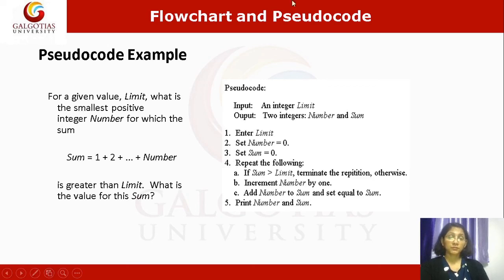See, we are writing, repeat the following. If sum is greater than limit, terminate the repetition. Otherwise, increment the number by 1 and add number to sum and set it equal to sum. So if the A part condition is true, then directly it will come to the fifth statement. And if the A part is false, then B will be executed. Again, it will go to A and check the decision condition. A decision symbol will be used here in the flowchart. And this is going to be repeated as long as the A part is false.